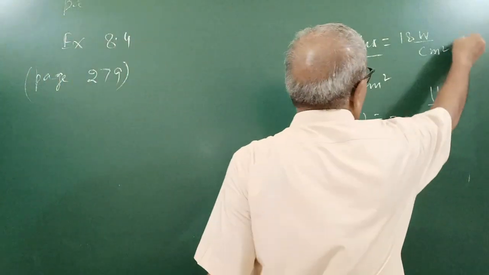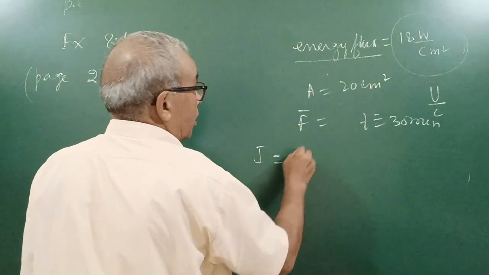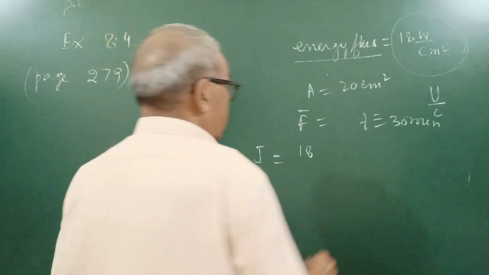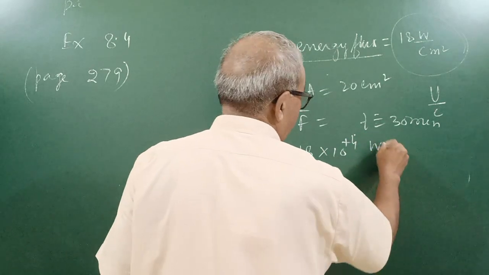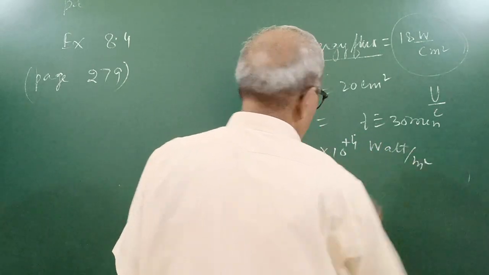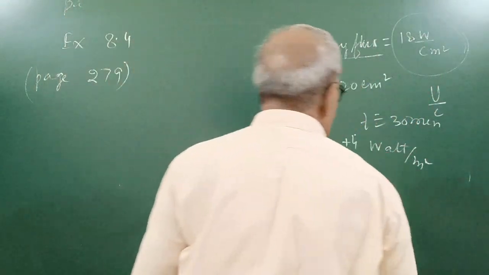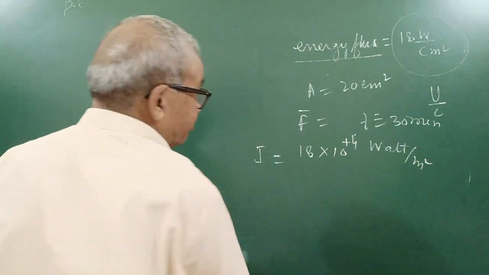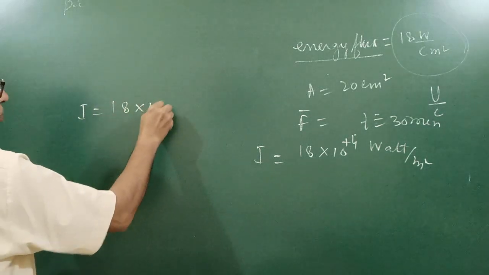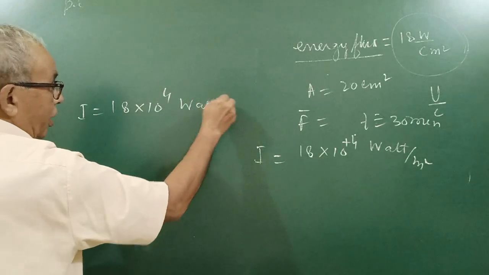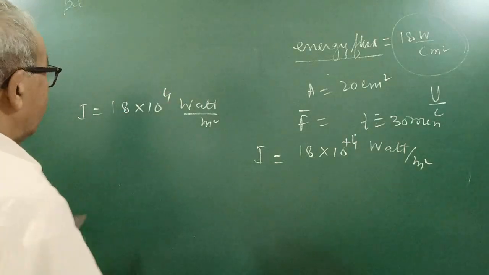तो इंटेंसिटी जो है ये कितना है? This is energy flux with intensity 18 watt per centimeter square. It is 18 into 10 to the power 4 watt per meter square, converted from centimeter square to meter square. And watt means इतने joule per second. It means the energy falling on 1 meter square area in 1 second is this.